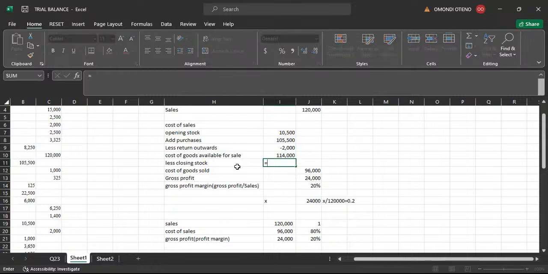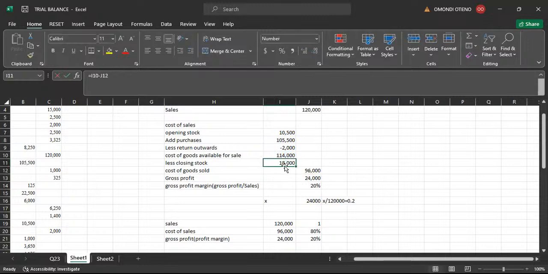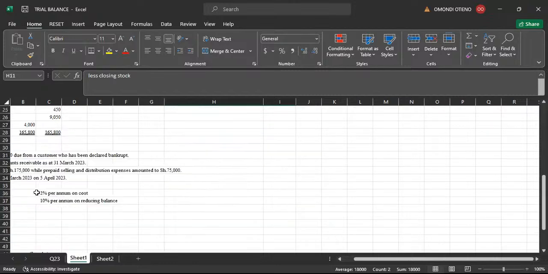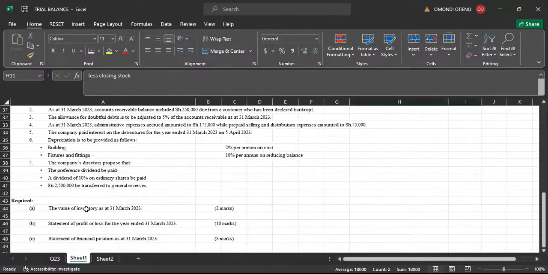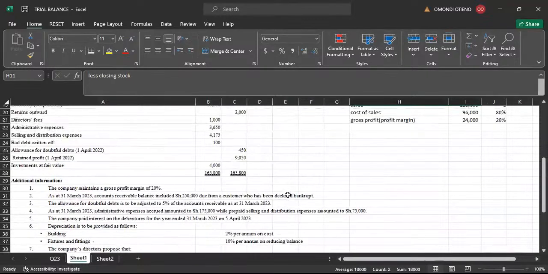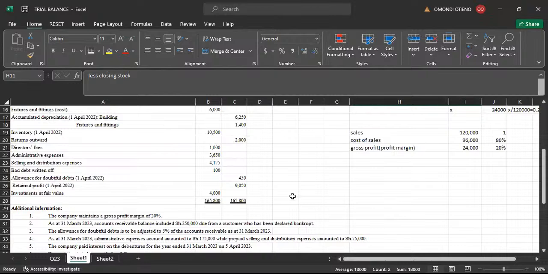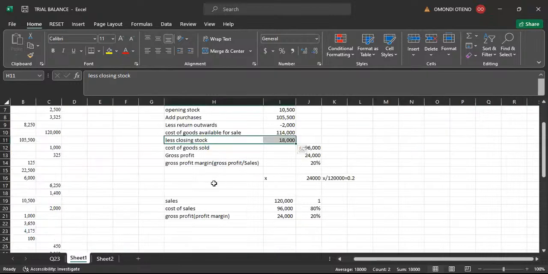So I simply come here and say 144 minus this 190 or minus 96, I'll be able to get the real figure, the 18,000 that I'm looking for, that closing stock. So this one here is what you are required to calculate in part 1 of that question, because it will be a balance sheet item which we need to have in place.